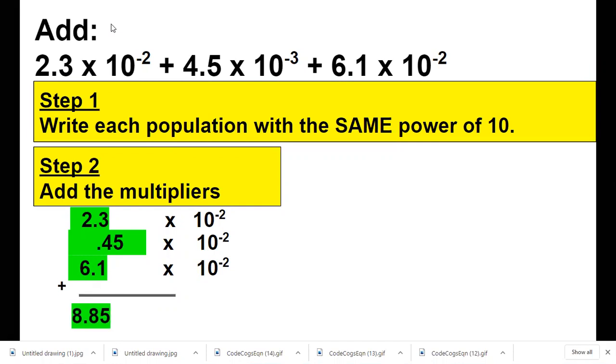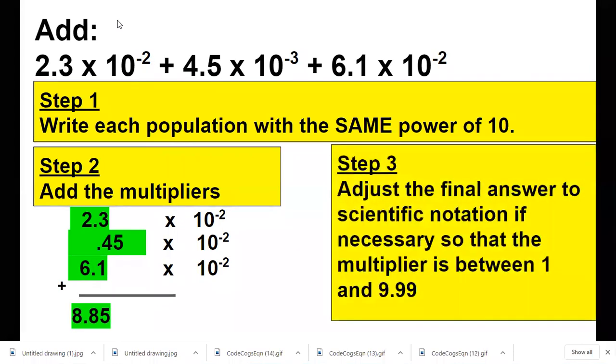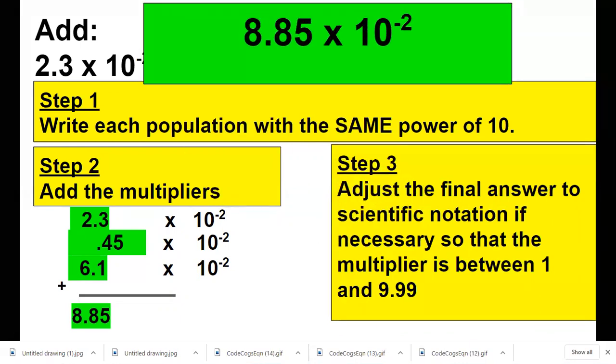Then I have to ask myself, is 8.85 a number between 1 and 9.99? And I would say, yes, it is. So I don't have to do the final step. I don't have to adjust the final answer to scientific notation because my multiplier is already there. So the final answer is 8.85 times 10 to the negative 2.